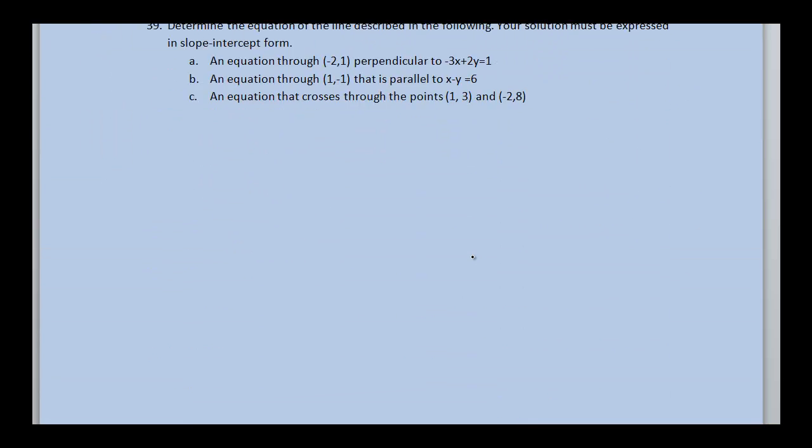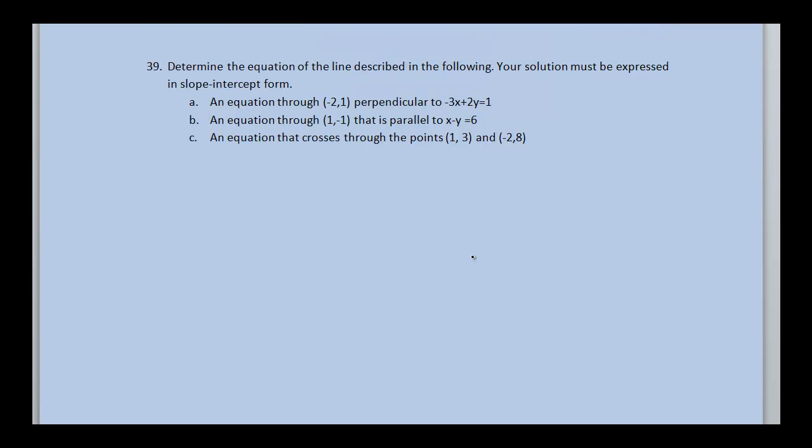In number 39, this one is jumping back a little bit earlier, but again, we're practicing rapid equation writing of linear lines. This question says we have to write an equation of a line described in the following, and express our answer in slope-intercept form. In part A, we have a line through negative 2, 1 that is perpendicular to negative 3x plus 2y equal to 1.